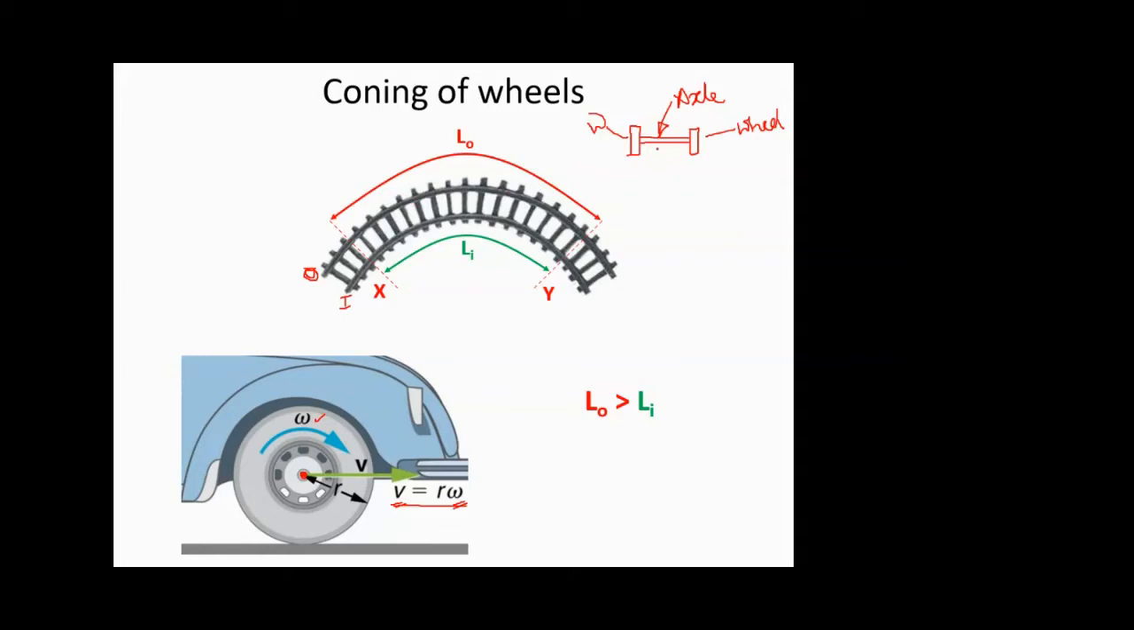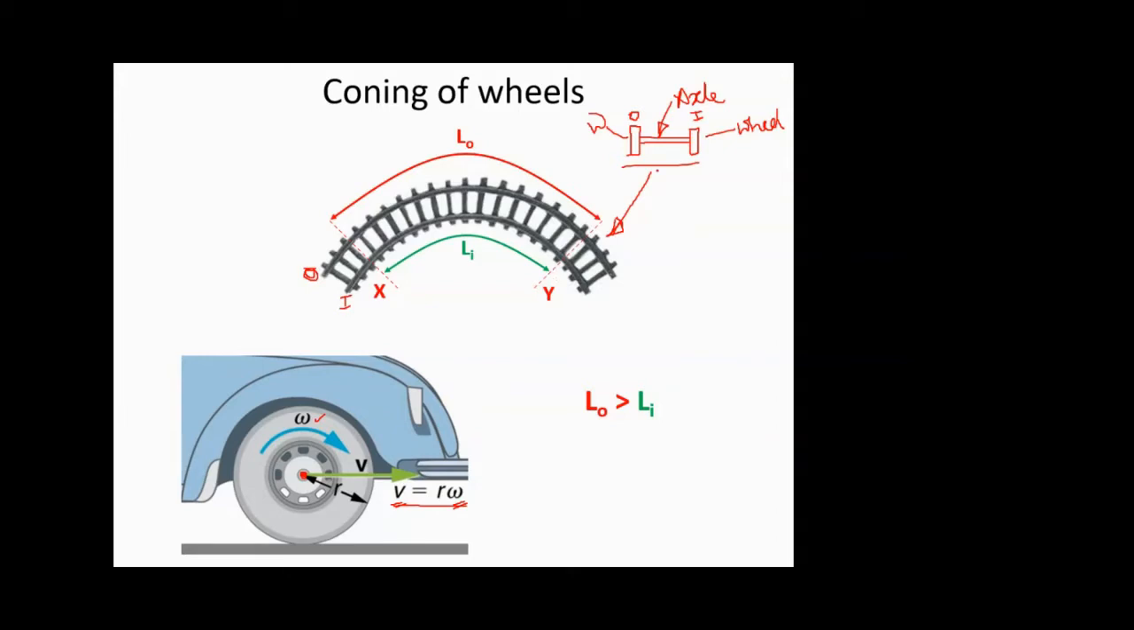Now on the turning, suppose consider this axle and wheel assembly, I place it on this track, and I try to move it. What will happen is that LO is greater than LI. So definitely, one of the wheels is on the outer rail, and this wheel goes on the inner rail. The wheel on the outer rail has to cover a greater distance, LO. At the same time, the inner wheel has to cover a lesser distance, LI.